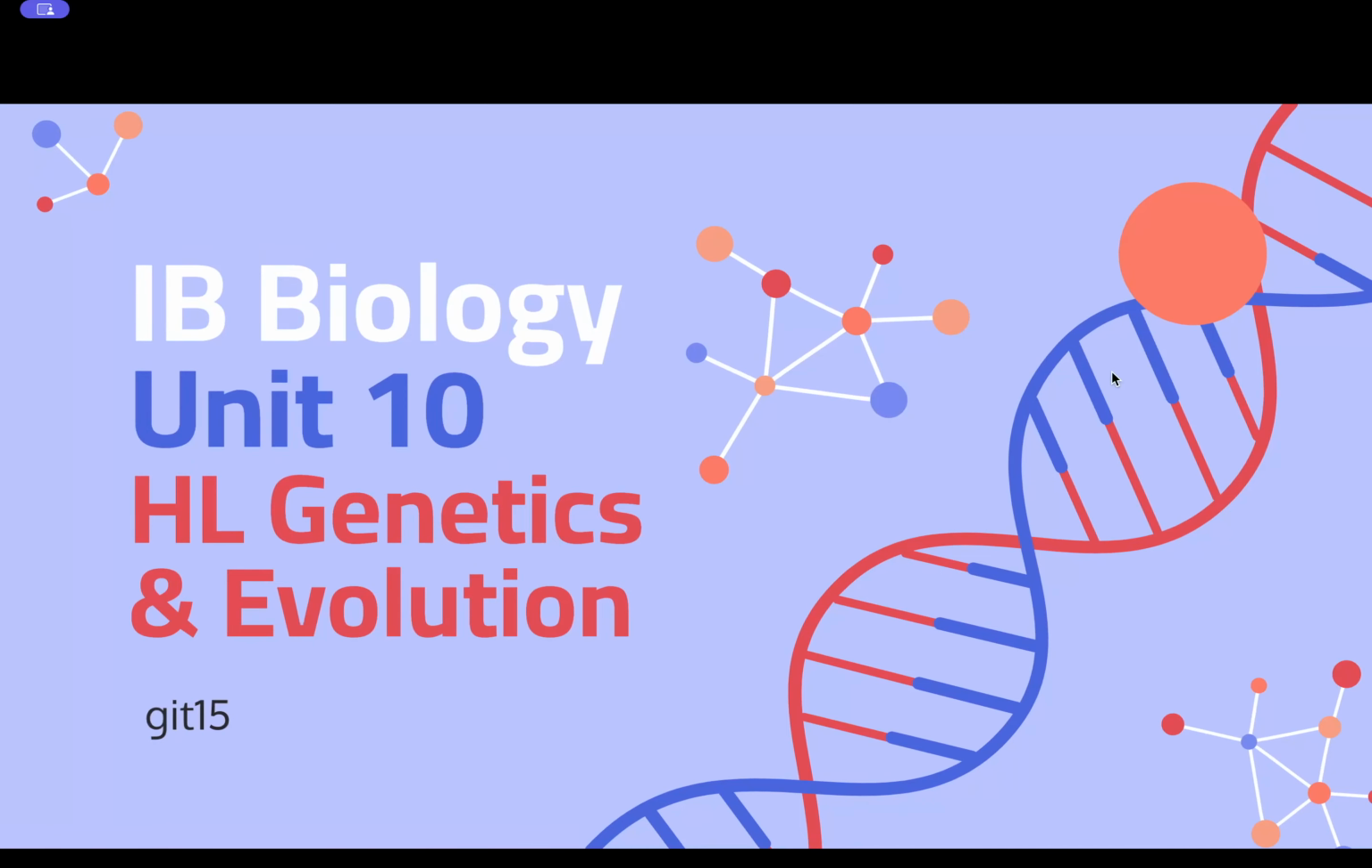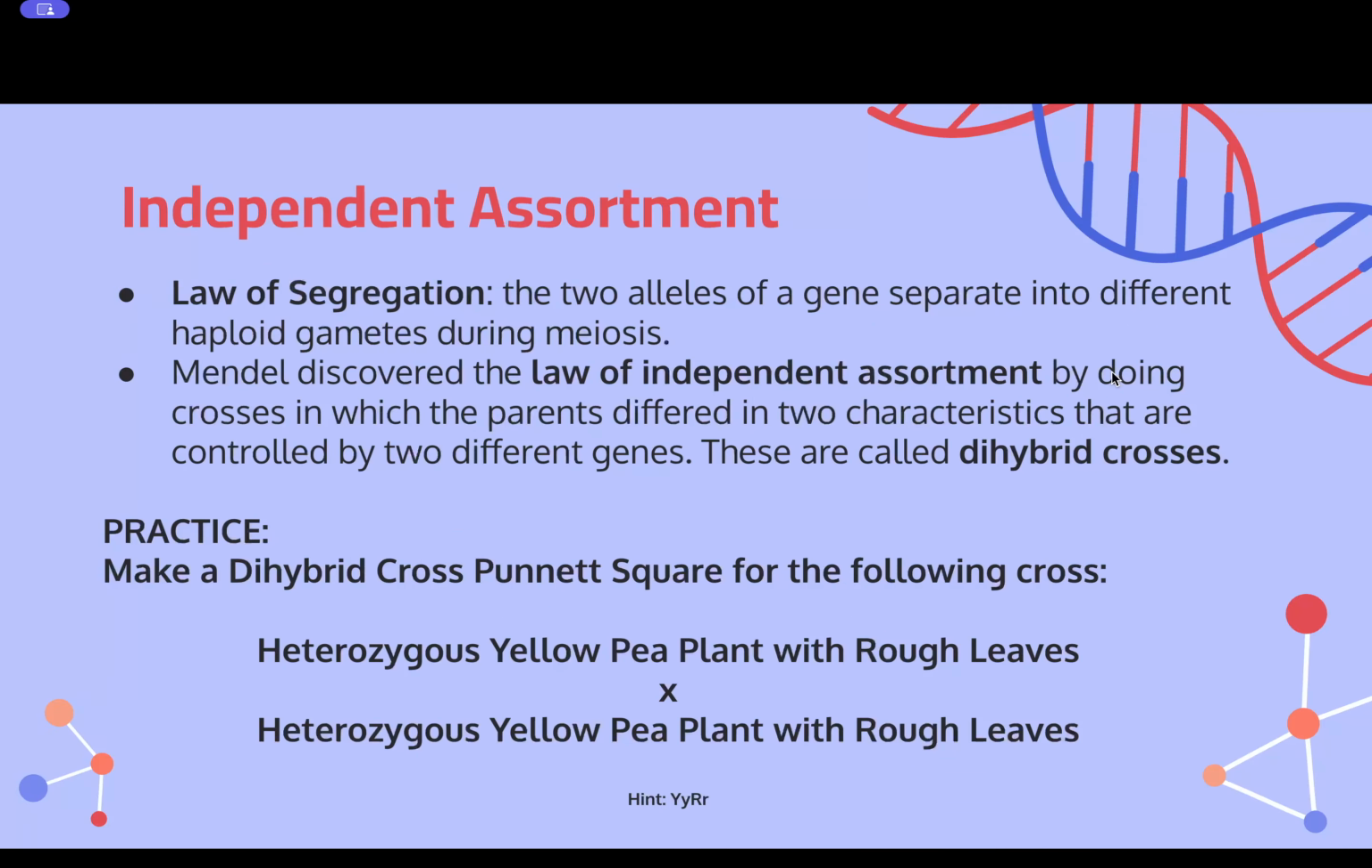Sorry. Okay, so first thing is independent assortment. I'm gonna assume a lot of you know the SL stuff, so I'm not gonna go through a lot of the basic alleles and genes and stuff like that. I'm just jumping straight into the Unit 10 stuff. So the first thing you need to know is Mendel and his law of segregation and law of independent assortment.